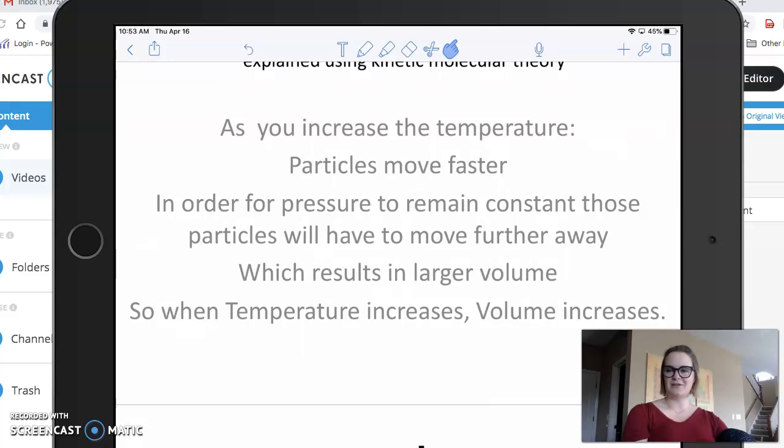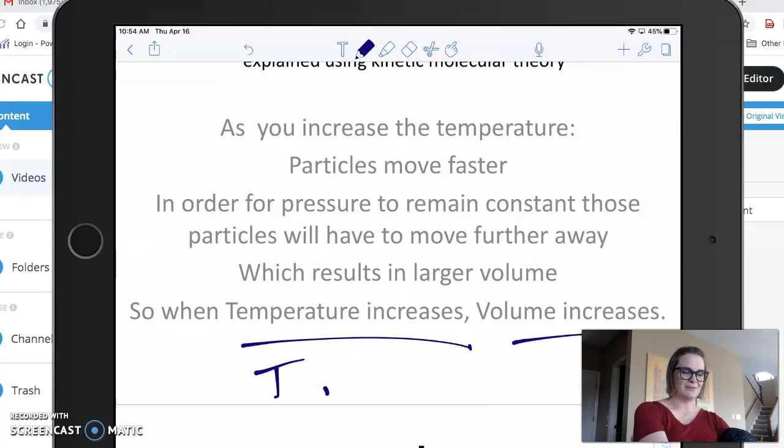But if we talk about, again, we're looking at something where the volume can change. So picture like a balloon. If I add heat, the particles move faster. And to keep the pressure the same, the number of collisions the same, the molecules would have to move further apart. So the volume would have to get bigger. So again, because both variables are doing the same thing, which is opposite of what was happening in Boyle's law, this is an example of a direct relationship. When temp increases, volume increases.